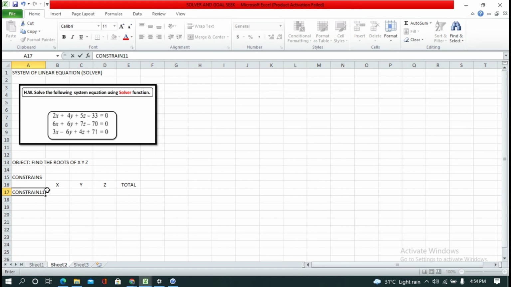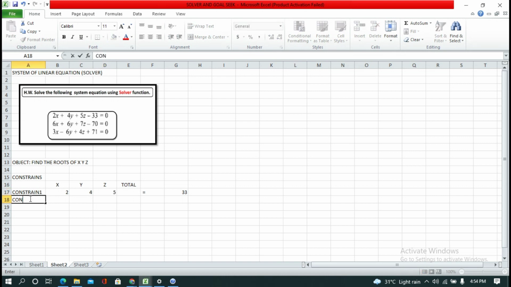So for our constraint 1, we should base this on equation 1. So this equation in here, 2x plus 4y plus 5z minus 33 is equal to 0. So if we transpose this negative 33 to the other side, it will become 33. So our constraint is that 2 times x plus 4 times y plus 5 times z should be equal to positive 33.